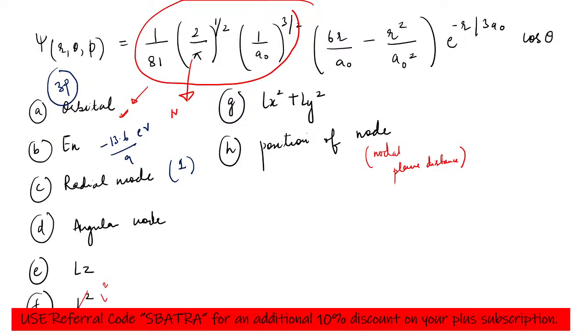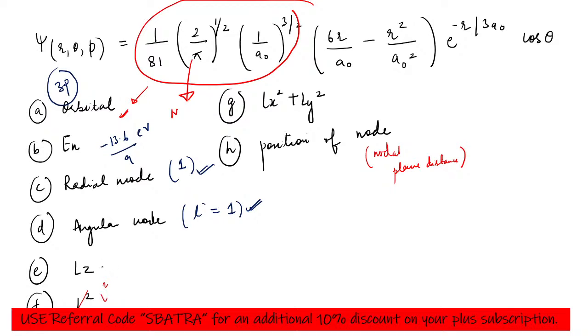Next, what do we need to find out? We need to find out the angular node. So the angular node is equal to L, which is 1. That means the angular node is also 1. Next, we need to find out the value for Lz.